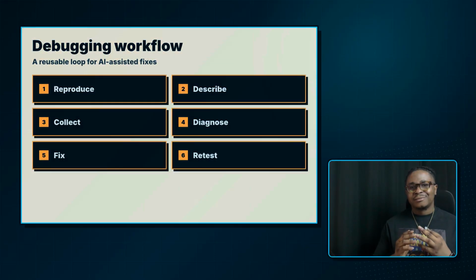If you're a beginner, bugs do not mean that you are bad at coding. Bugs are actually part of building software. The difference is whether you panic or whether you debug with a process. AI can help a lot, but you have to give it clues. The better your evidence, the better the help you get.